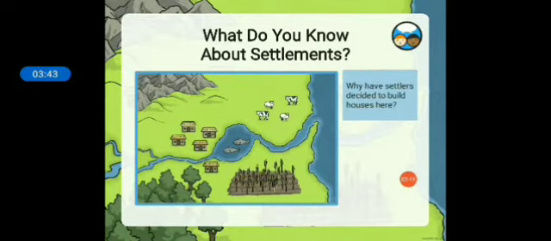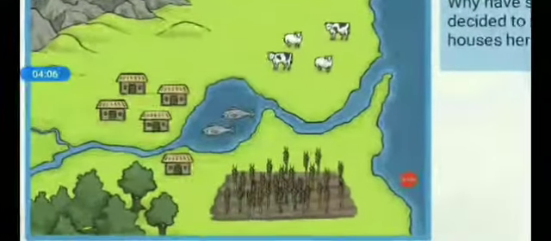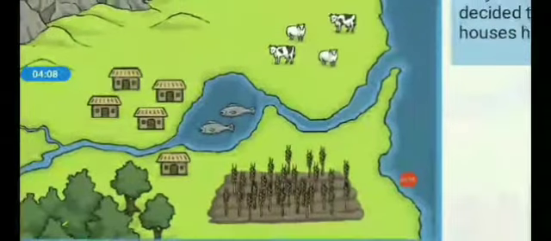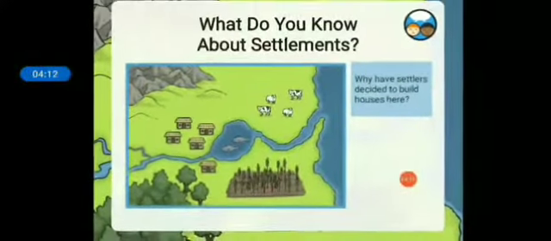Now, the question I have here is, what do you know about settlement? Do you know anything about settlement? Why have settlers decided to build houses? Here, just take a look at the picture. Why do you think settlers decided to build houses? Look at it. You can see the houses. Why do you think settlers have decided to build houses everywhere? Why?